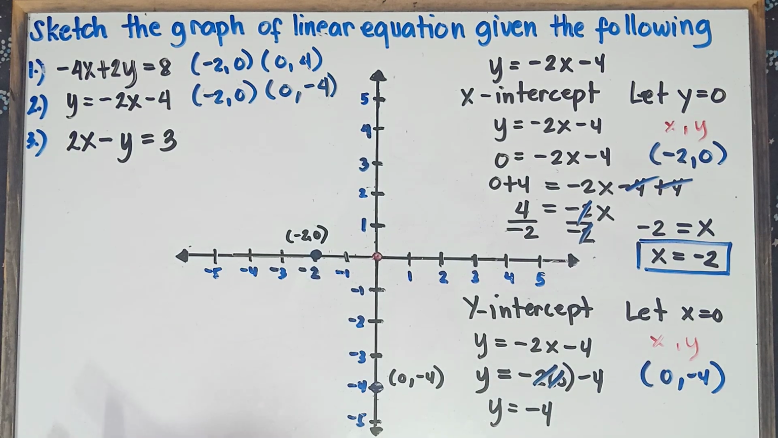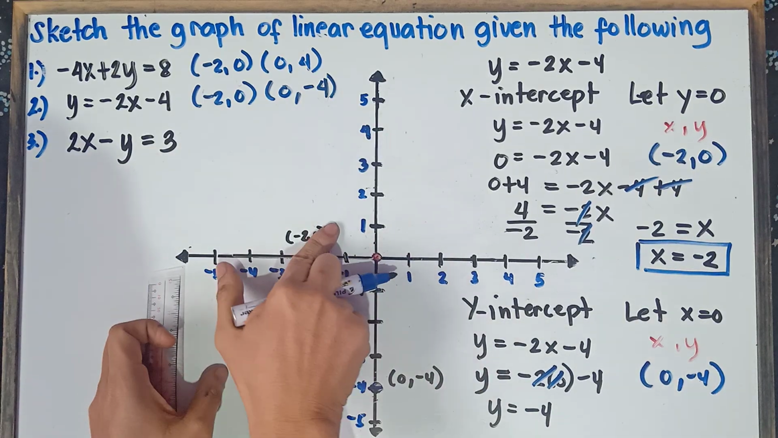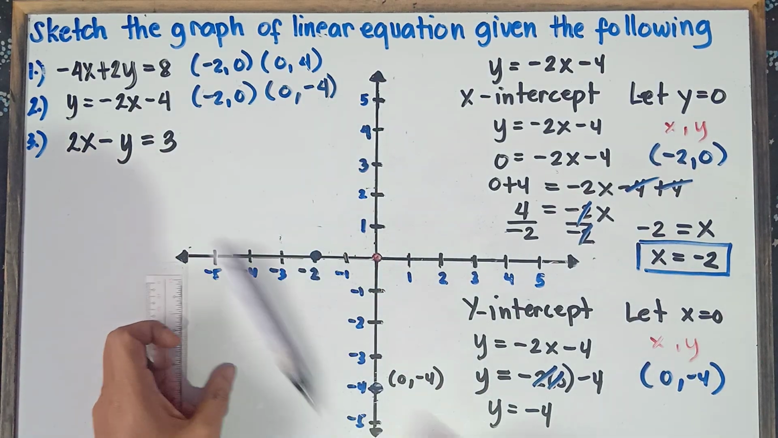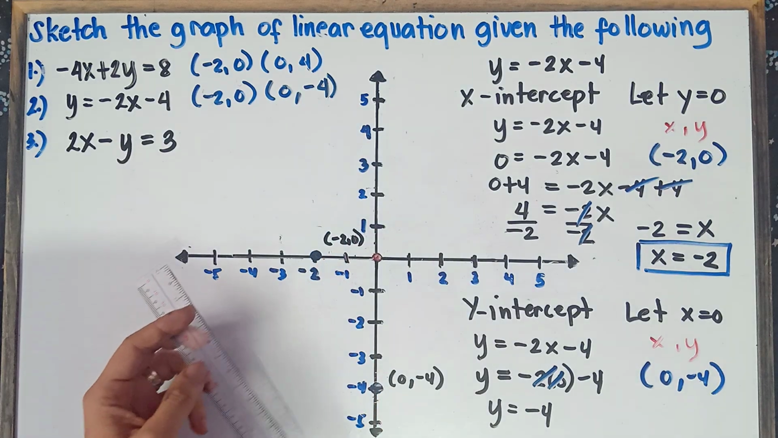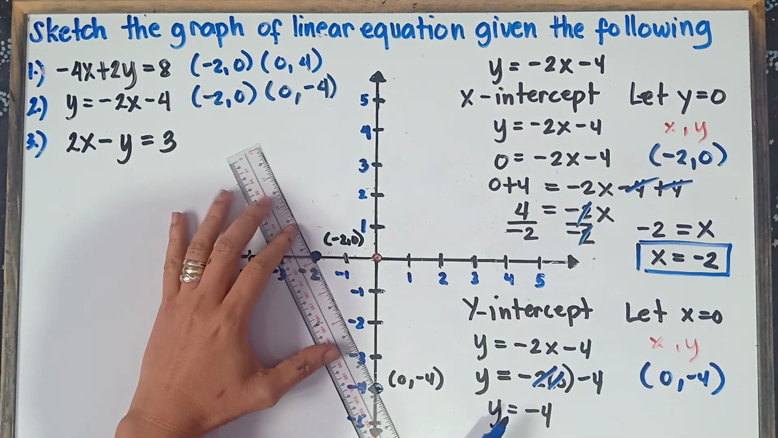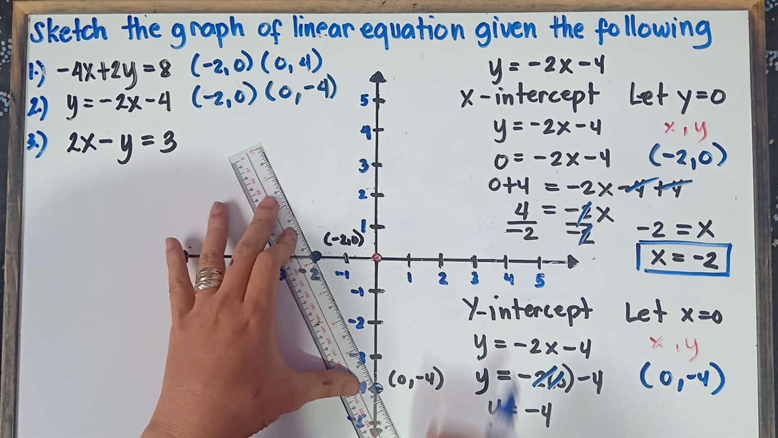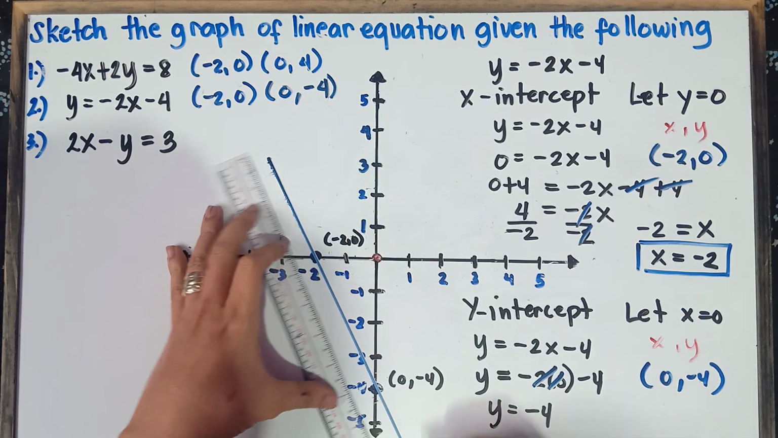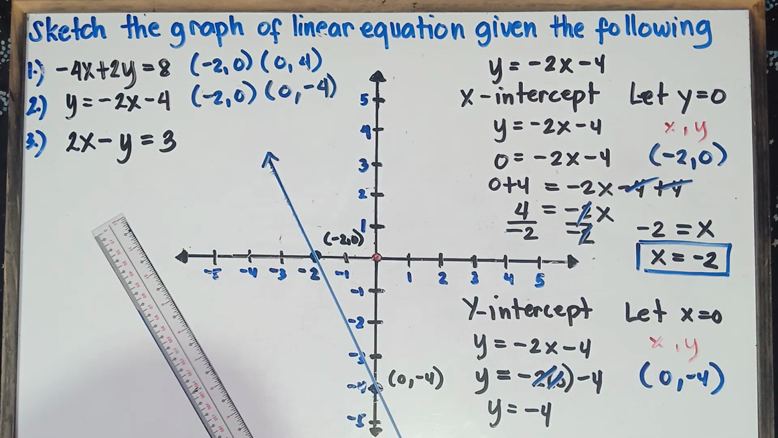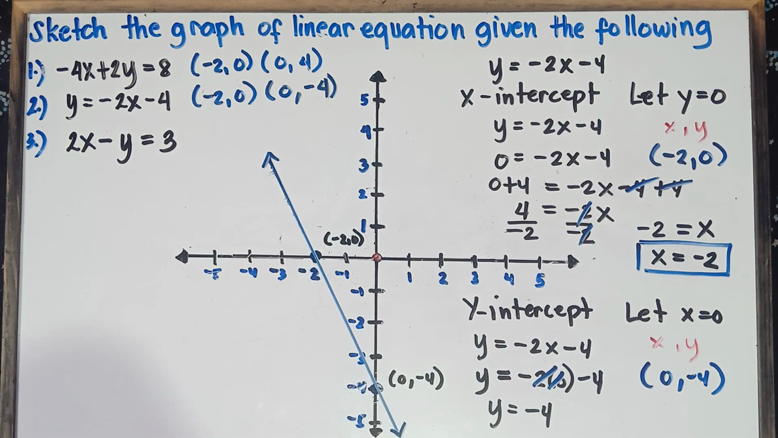Let's sketch this one. So we can sketch our points. Let me just write the label here. This is negative 2 and then 0. So we can sketch this one with a ruler. In your end, class, you can use graphing paper, and this will be the line, class. That's it, class. All set.